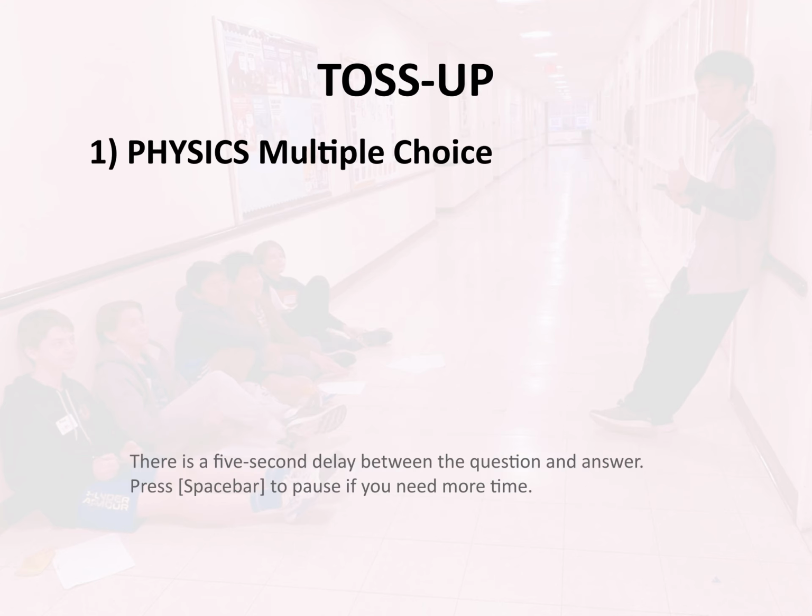Toss-up 1. Physics. Multiple choice. If the viscous force acting on an object moving through a liquid or gas is modeled as F equals negative bv, where F is the resistive force, v is the velocity, and b is a constant, which of the following types of equation will need to be solved in order to determine the acceleration as a function of time?